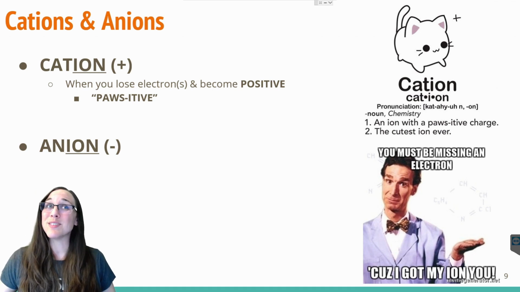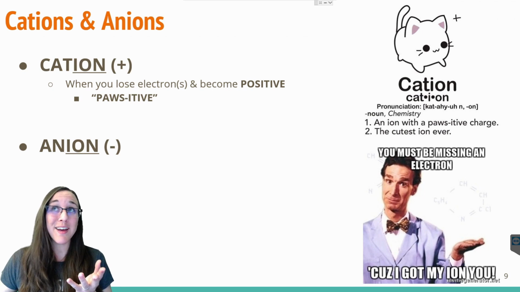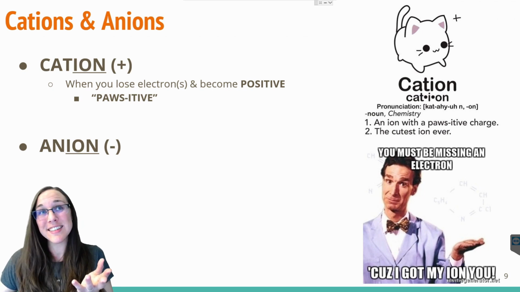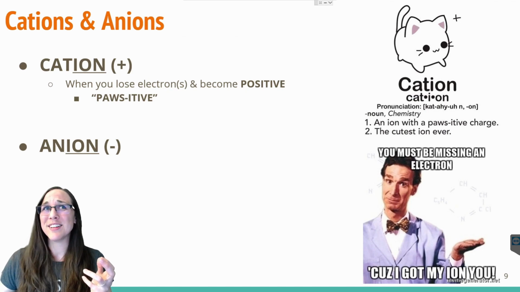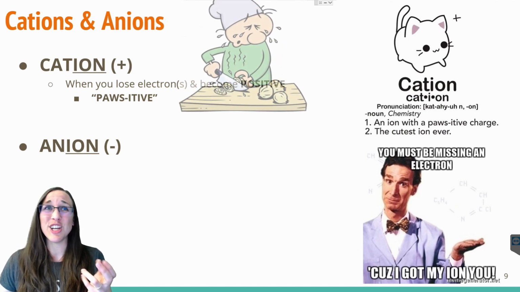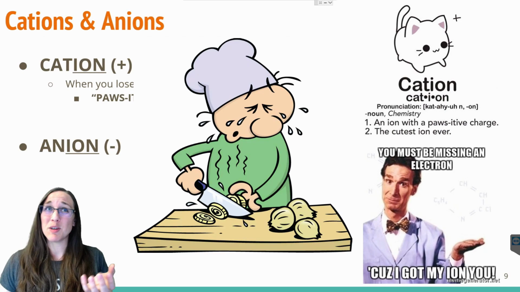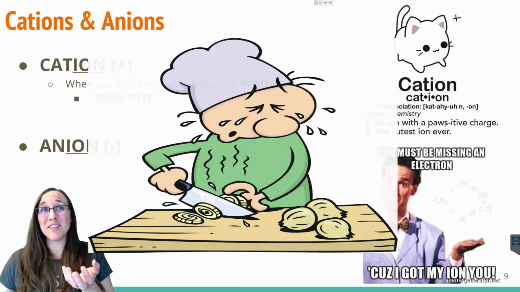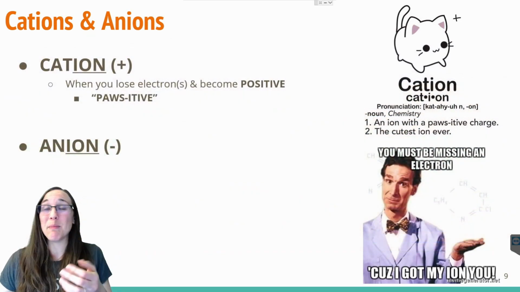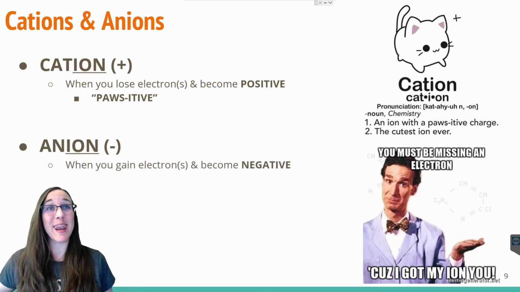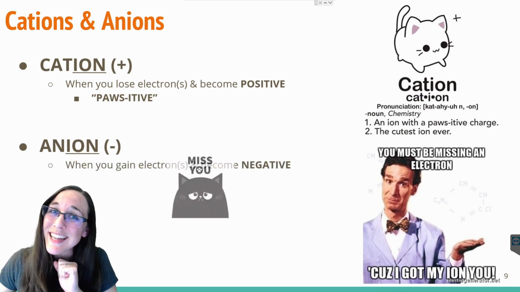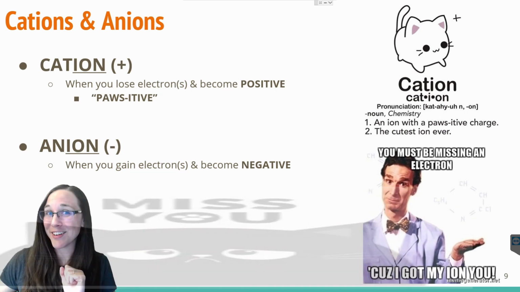So any of those atoms that end up with a negative charge, with whatever value it might have, those are anions. I don't really have a cute mnemonic for that one. I think of anions kind of sounding like an onion, and onions make me cry when I cut them, so that's kind of a negative thing. I don't know if that helps you or not, but that's how I remembered it when I was in high school. Anions are negative. You must be missing an electron because I've got my eye on you.